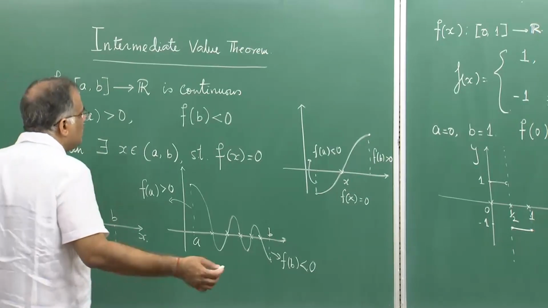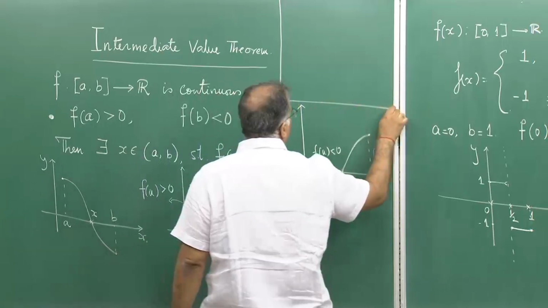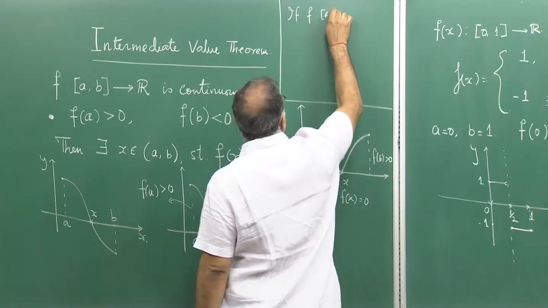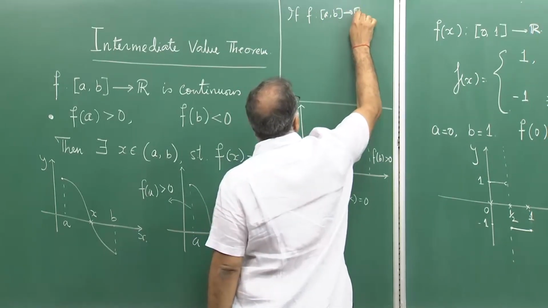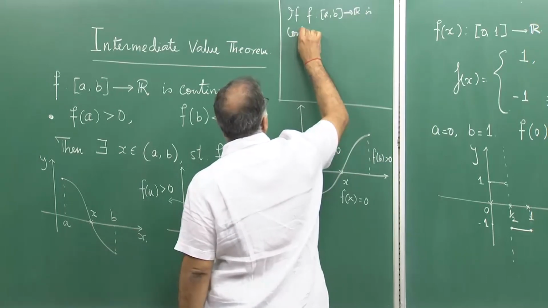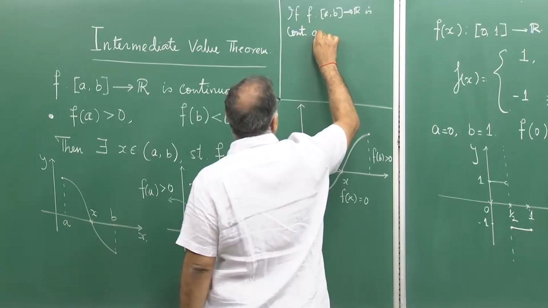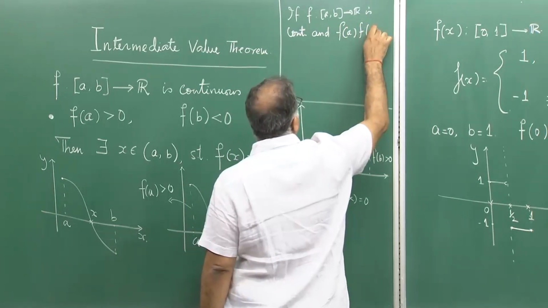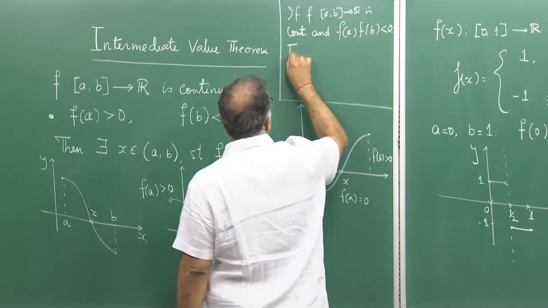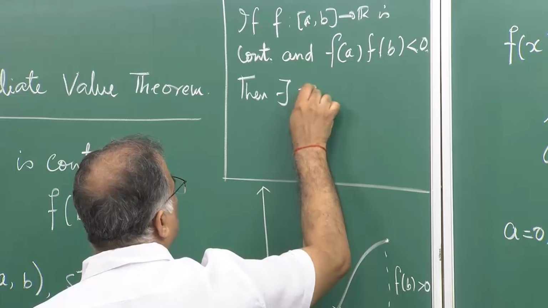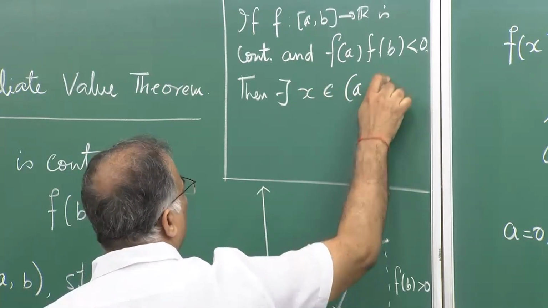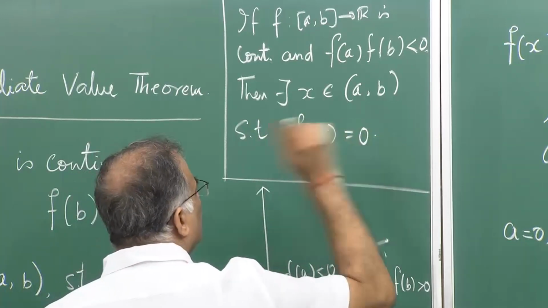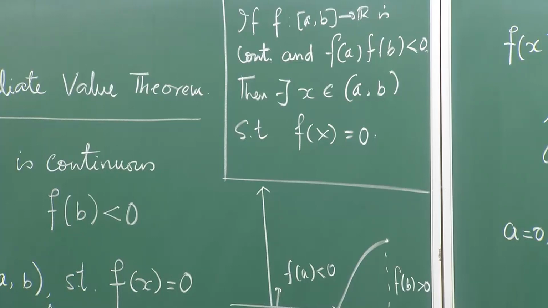So, to be more precise, now you can write it in a better form, right: if f from [a, b] to R is continuous, I am writing CONT for short, and f(a) into f(b), the product, is negative, then there exists an x lying in the open interval (a, b) such that f(x) must be equal to 0. So, this is a form which is much more acceptable, right.